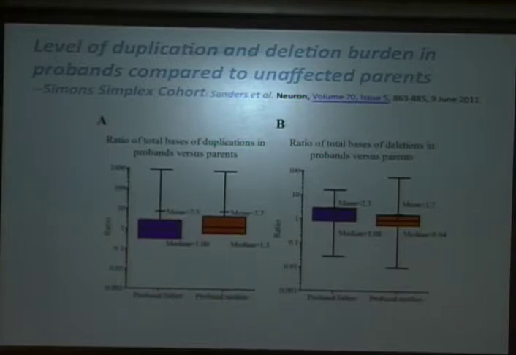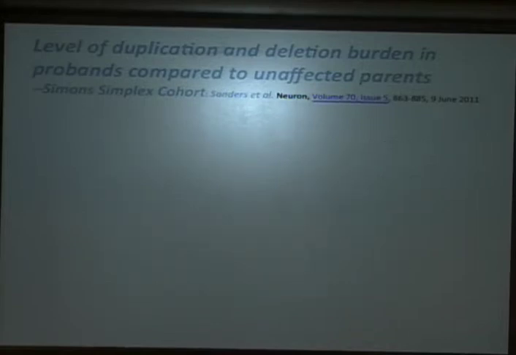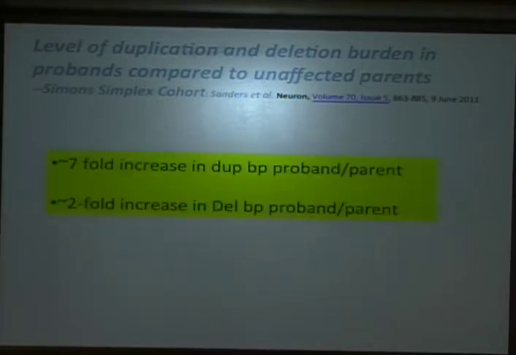So what we did there, we took their data and we looked at what is the ratio of total base pairs of duplications in the affected child compared to the mom or the dad. And the bottom line is there's 7-fold more duplications in the kid. 7-fold. Deletions, it's 2-fold. Okay. So that's a big difference. So the kid has 7-fold more stuff going on than the mom or the dad. And this ratio, again, reflects this preponderance of duplications.